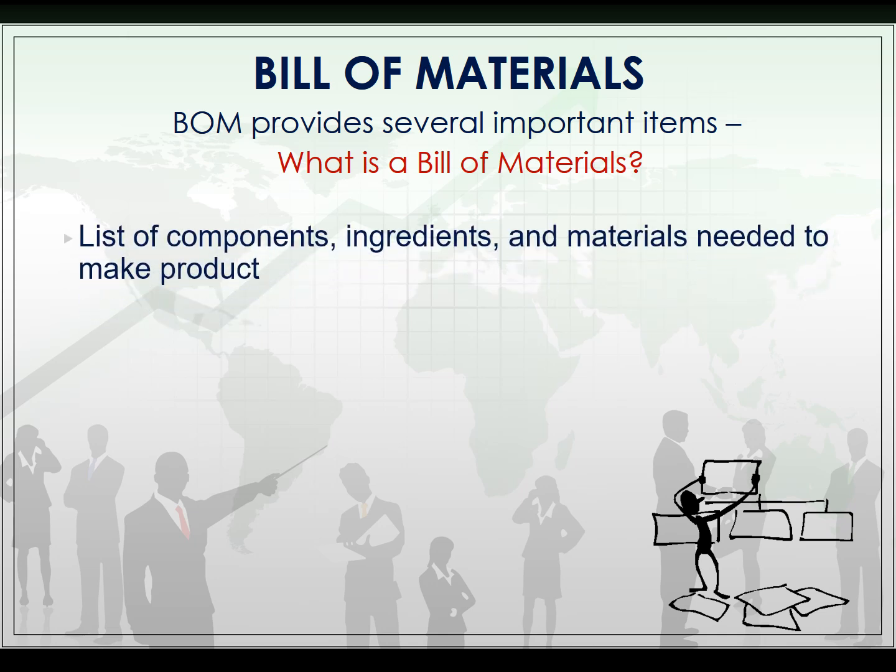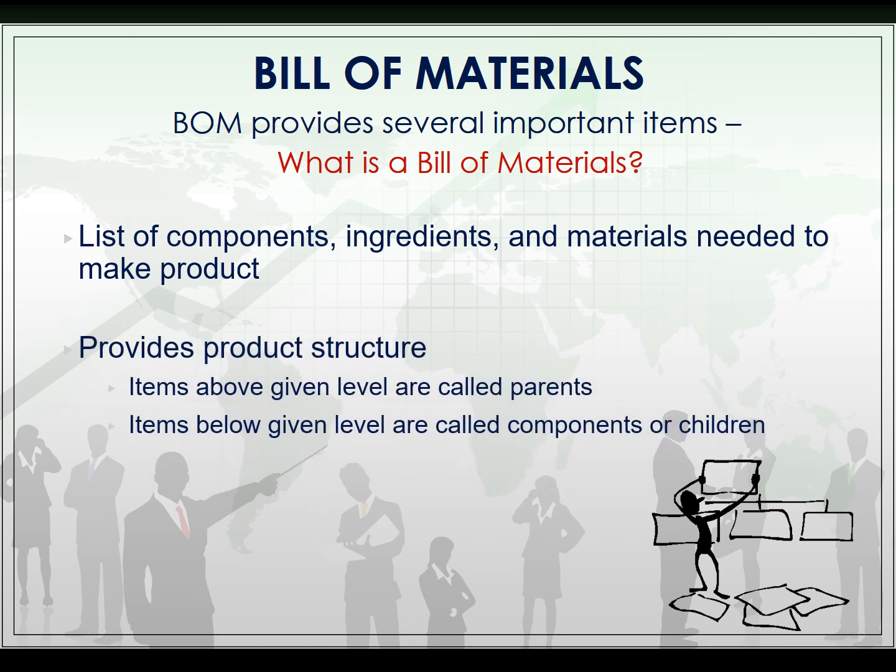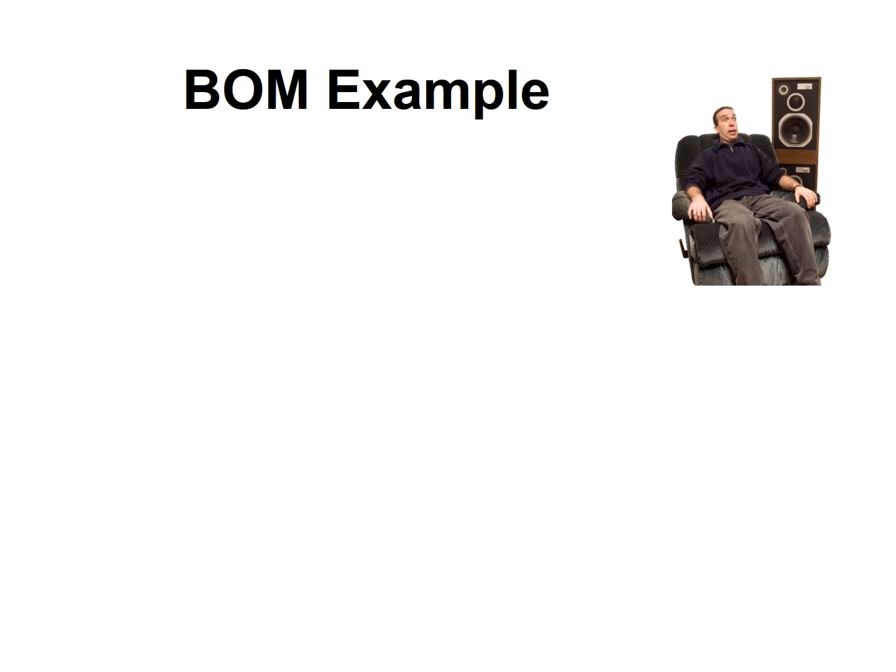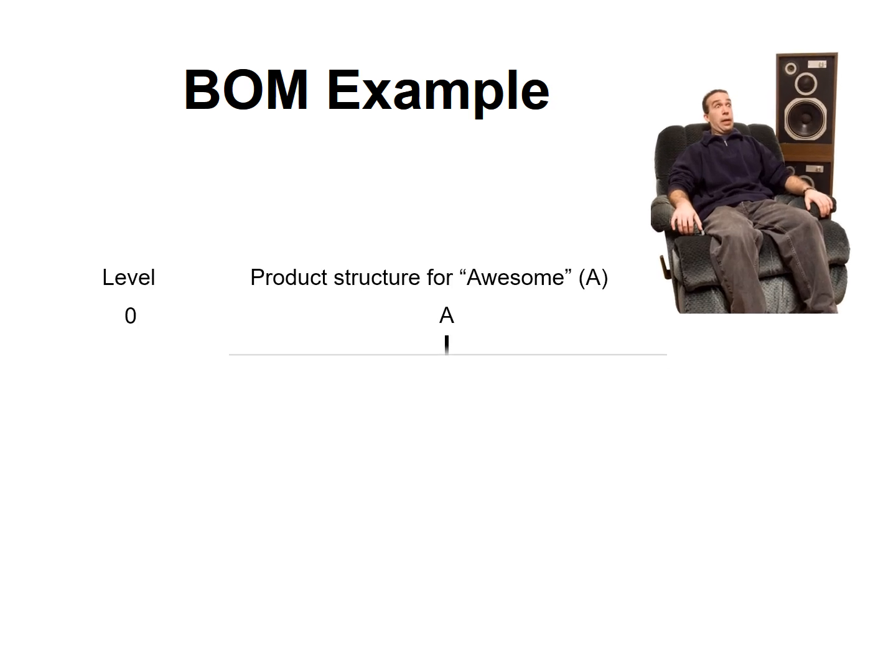First, it gives you a list of the components or the ingredients and the materials needed to make a product. It provides product structure. Items above a given level are called parents, and the items below a given level are called components or children. So let's look at an example.